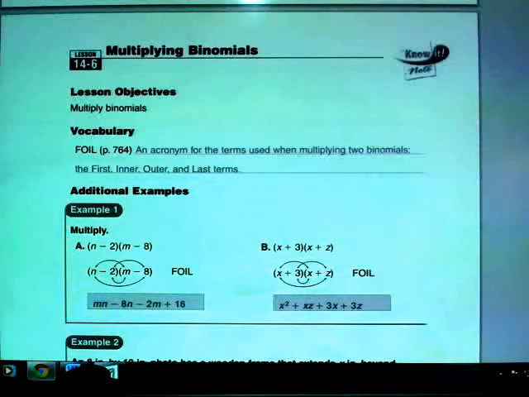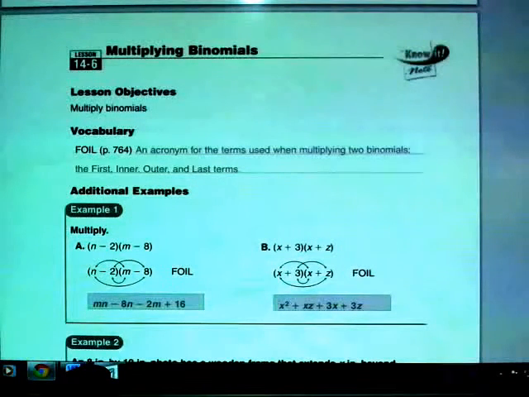That's the most common. There are some others. I'll show you one of the others that you might have some success with as well. But FOIL is an acronym for the terms used in multiplying two binomials, standing for first, inners, outers, and lasts. The F in FOIL is first, the O in FOIL is outers, the I in FOIL is inners, and the L in FOIL is last. That describes the 4 different multiplications you have to do in order to successfully multiply together two binomials.